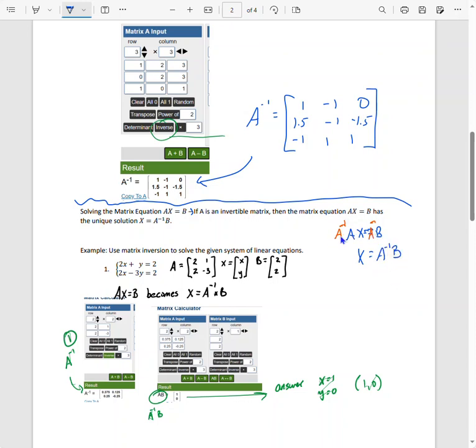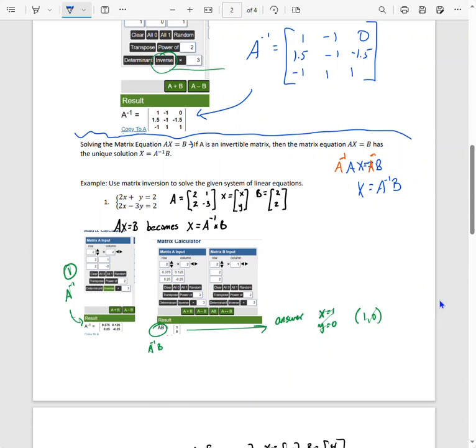Notice if we multiply by A inverse in the front, on the left side, we multiply by A inverse in the front, on the right side. Okay, so X equals A inverse times B. So we're going to use matrix inversion to solve the given system of linear equations. Don't you wish you knew this last semester?